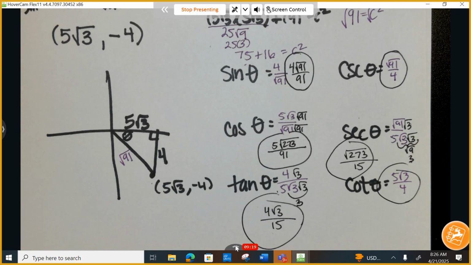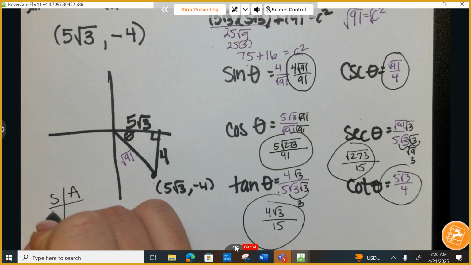So this is where a lot of students stop. Please do not say the answer out loud. Just raise your hand. What have I forgotten to do? Chris, do you remember? What do you do? Negatives and positive. All star trig class.